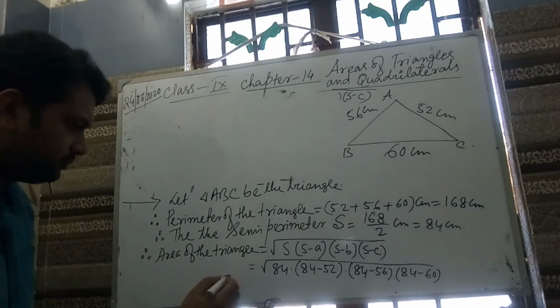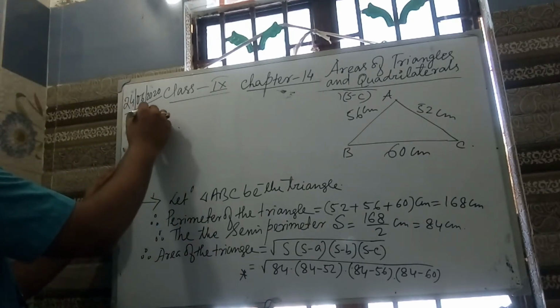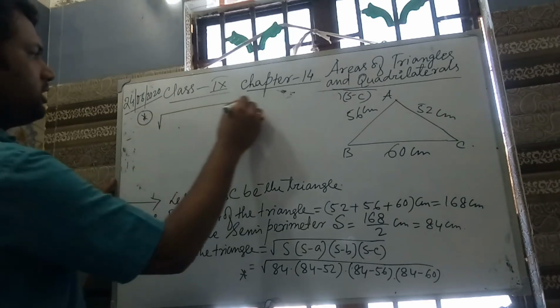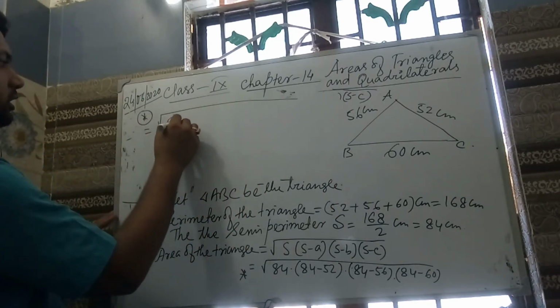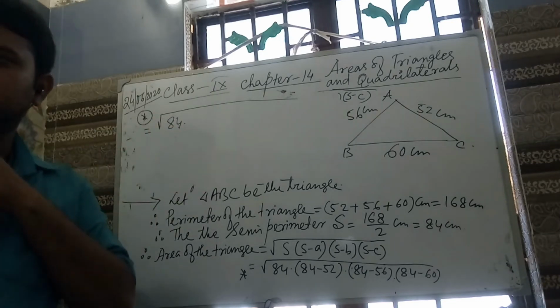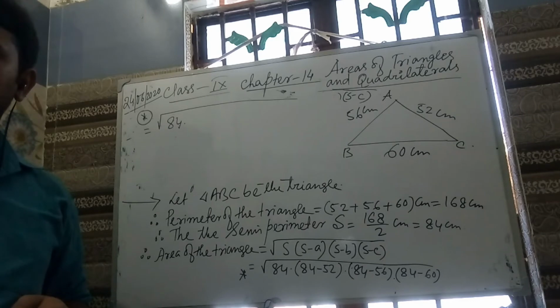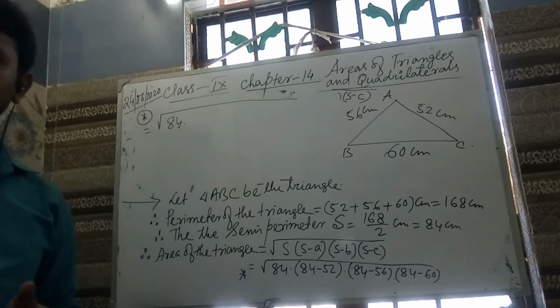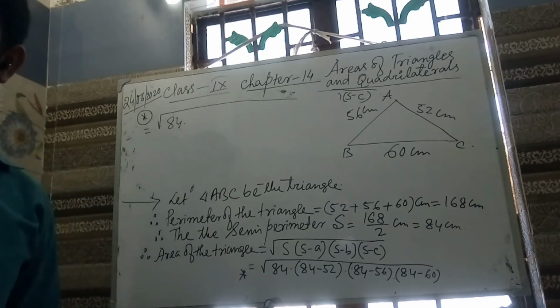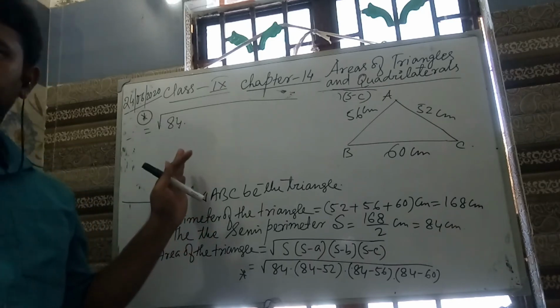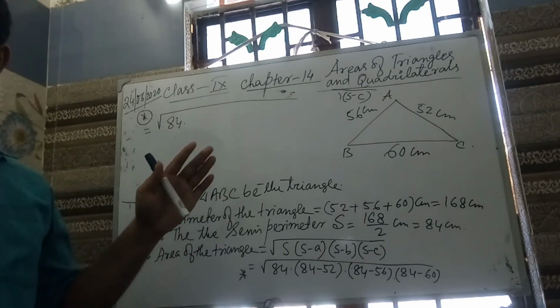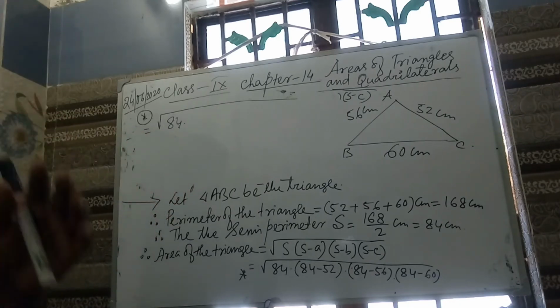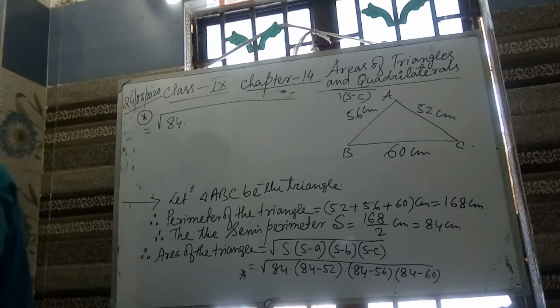So after this line, we are starting from here. Root over 84. Keep it as it is. Yes. Yes. Just listen to me. Okay. Now is it visible? Okay.